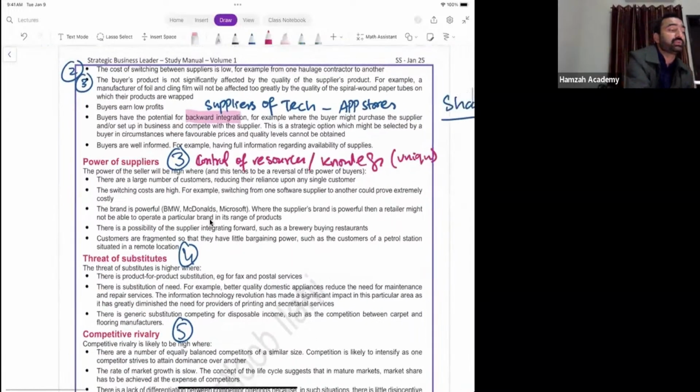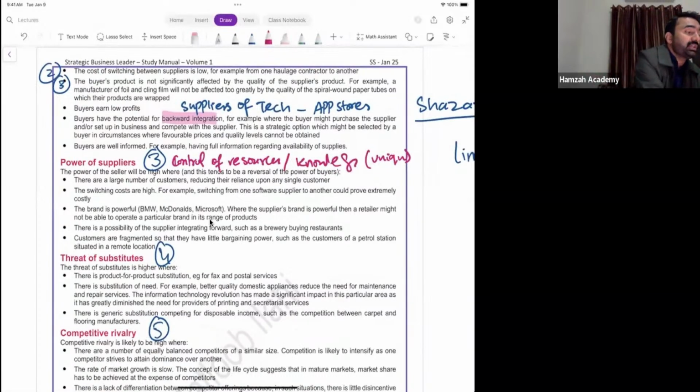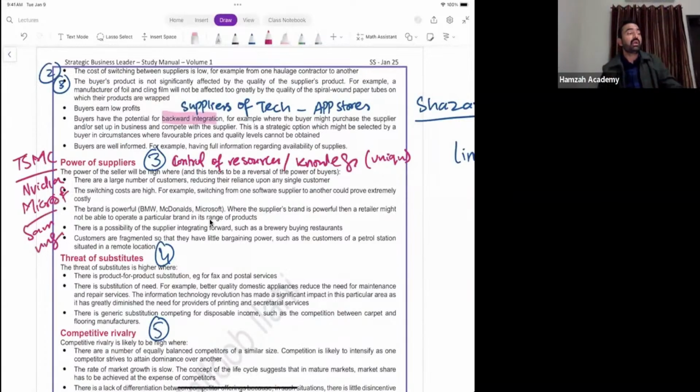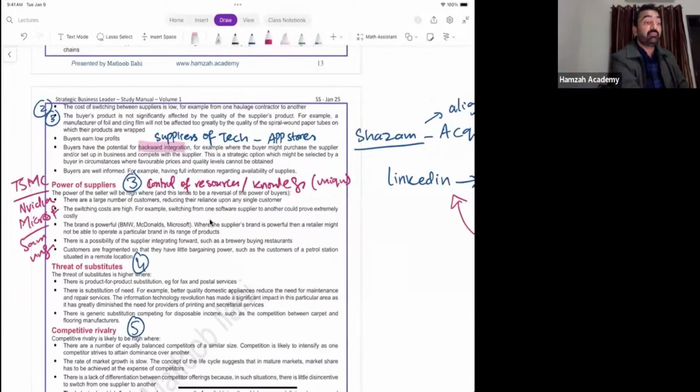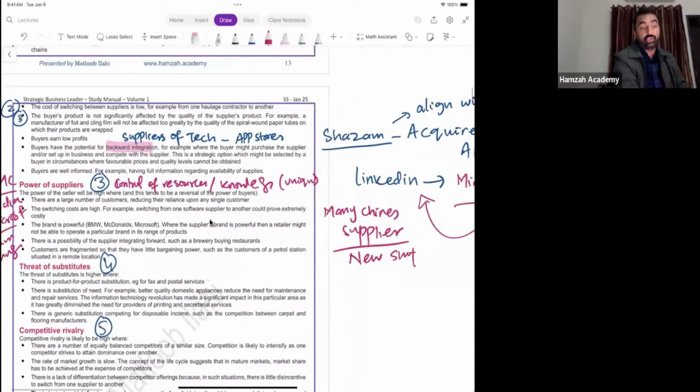And there are latest examples of powerful suppliers, like TSMC, you might have heard. TSMC is the world's largest chip manufacturer. It makes chips. Similarly, Nvidia, for example, is now the world's largest chip designer. Similarly, you can talk about Microsoft, you can talk about Samsung, because these are businesses that have critical resources. And now, very interestingly, many Chinese suppliers have become the largest suppliers. This is a new shift in the landscape of competitive advantage.